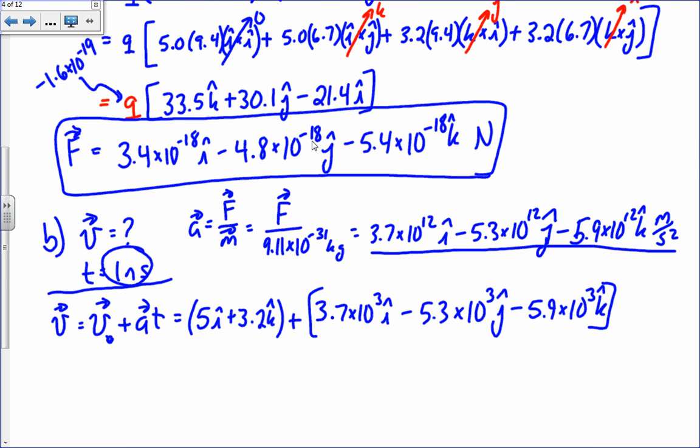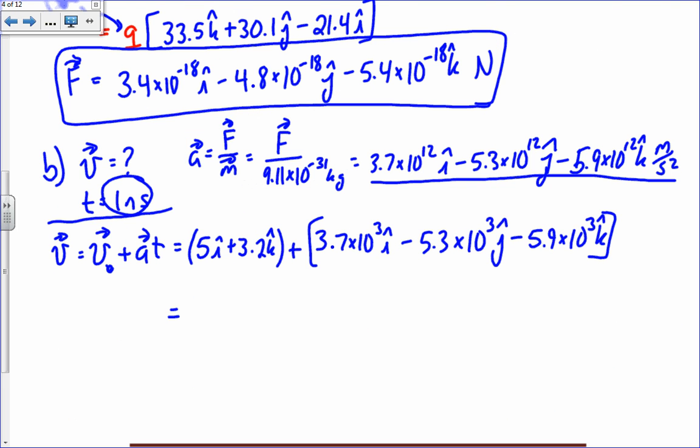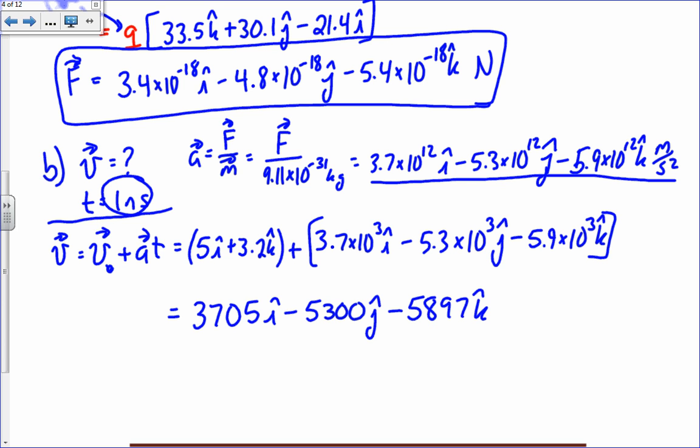Now I just combine my IJK terms. The initial velocity was so much smaller than the final velocity that it is basically not relevant, but I'll go ahead and include it here. Let's see, this is going to be 3705 in the i direction, minus 5300 in the j direction, minus 5897 in the k direction. And that's in meters per second.